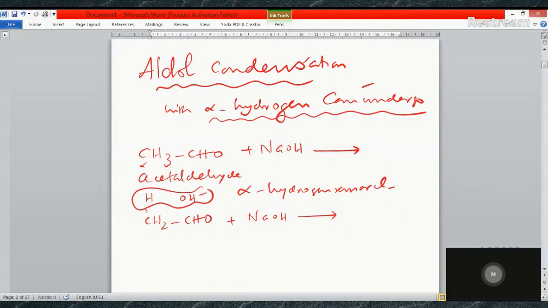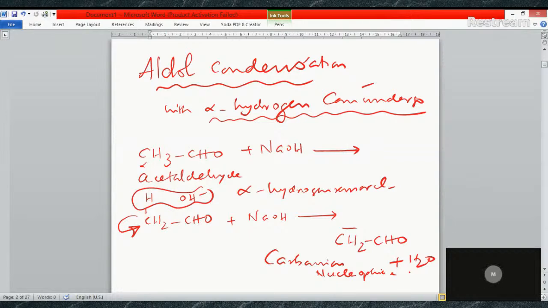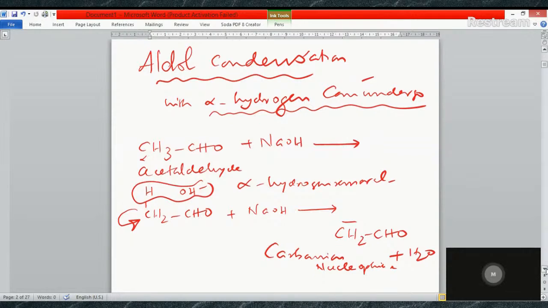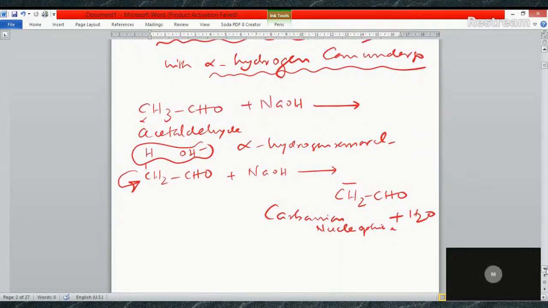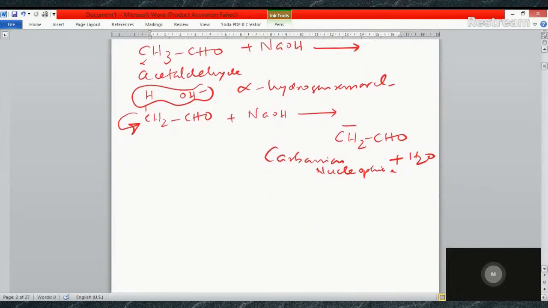Once the hydrogen leaves as H plus, the bonded electrons move towards this carbon atom, so that we can have a carbanion. This is the carbanion. The carbanion formed here can behave like a nucleophile. So the first step is over. We are getting a nucleophile like this. The nucleophile obtained reacts further with acetaldehyde. Yes, now I am writing the first molecule of acetaldehyde.